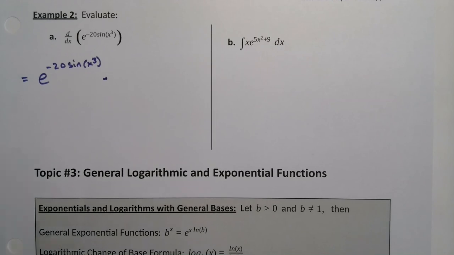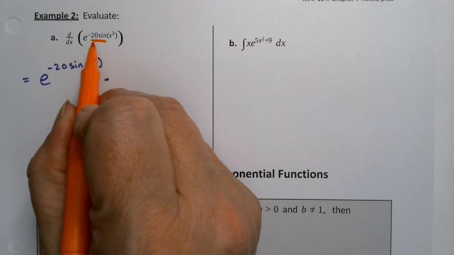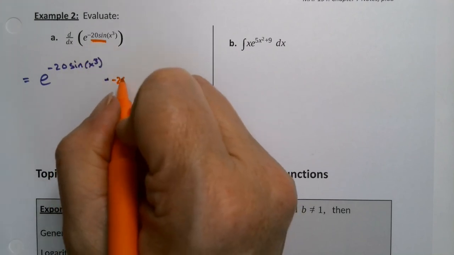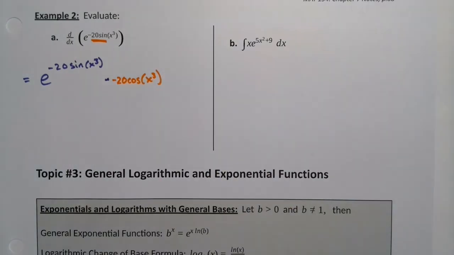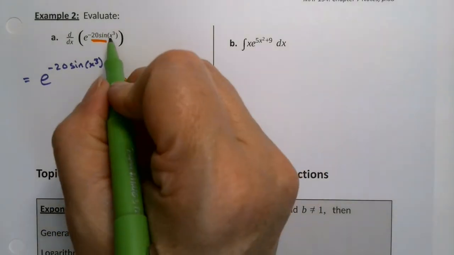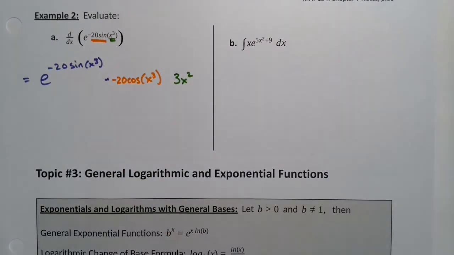So the next part to work on the x is the negative 20 sine. So the derivative of negative 20 sine is negative 20 cosine. Leave the x cubed alone. And then we finally will take the derivative of the innermost part, which is x cubed. So that would be 3x squared. So again, it's a double chain rule. I want us to practice with that.